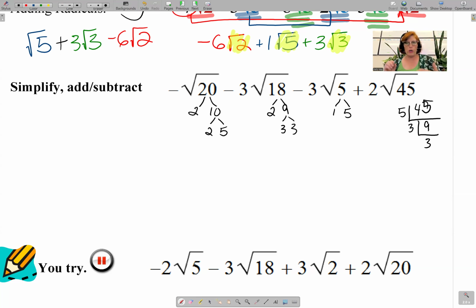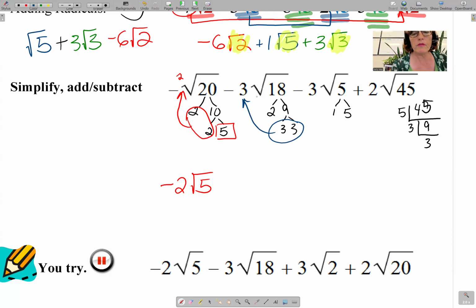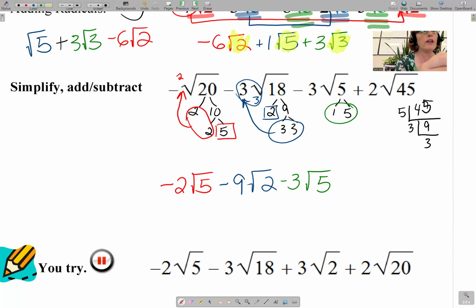All right, now we're going to go through the process and simplify where we can. So right here, I have a pair of 2's, but only 1 comes out. So it's going to be negative 2 root 5. Pair of 3's, only 1 comes out. Multiply 3 times 3, that's going to be minus 9 root 2. No dates, stays exactly as it is, minus 3 root 5.